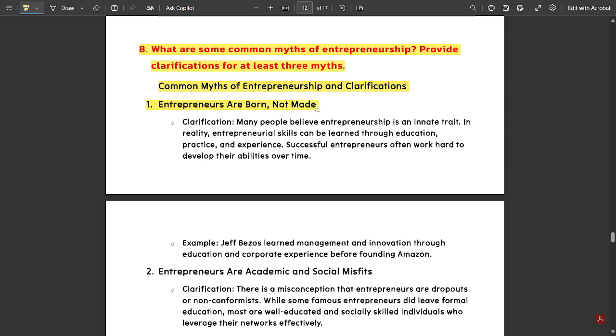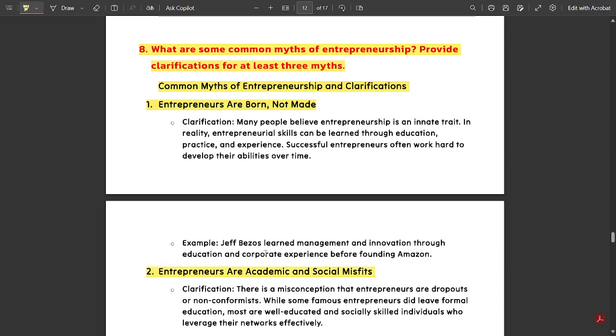Entrepreneurs are born, not made. Okay. The clarification of this statement is that many people believe entrepreneurship is an innate trait. In reality, entrepreneurial skills can be learned through education, practice, and experience. Successful entrepreneurs often work hard to develop their abilities over time. Okay, so these are the myths or superstitions revolving around society, right? For example, Jeff Bezos learned management and innovation through education and corporate experience before founding Amazon. Okay, it's not that thing.